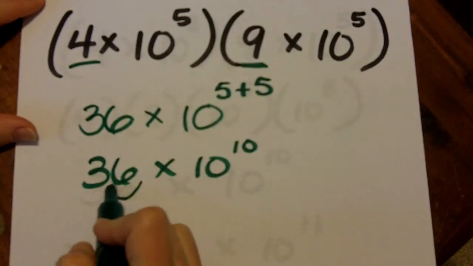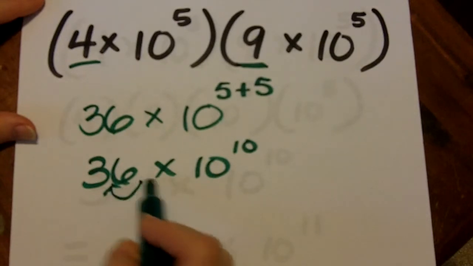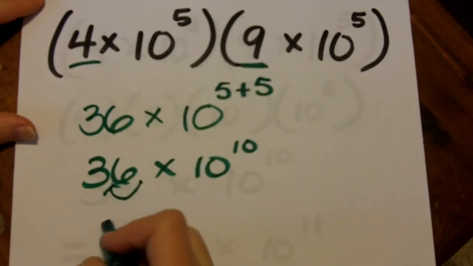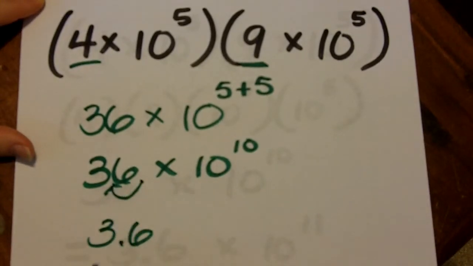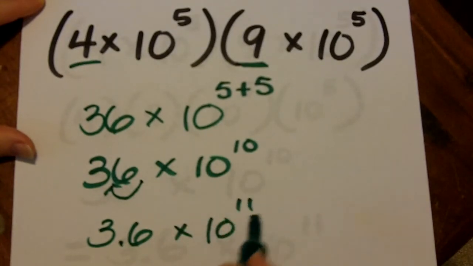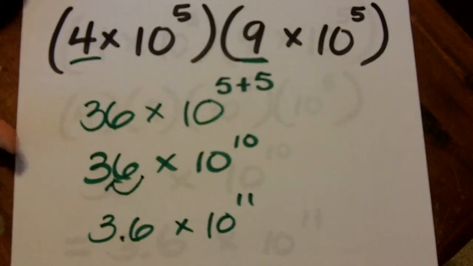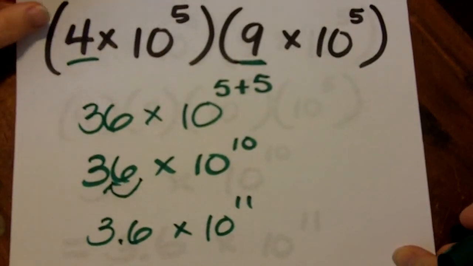We can only have one number to the left of the decimal, so we're going to move that imaginary decimal where it should be, and we end up with 3.6. When we make 36 smaller by 10, then we're going to make this exponent larger by 1, okay, which of course, 10 to the 10th to 10 to the 11th is multiplying it by 10.